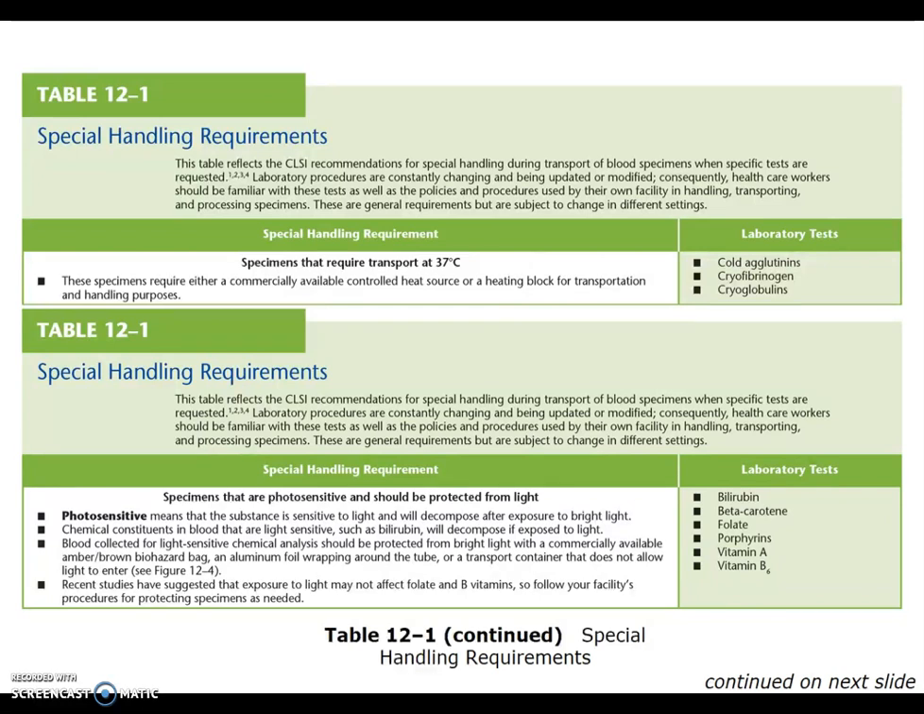Then we also have photosensitive, which is another special handling requirement. It means a substance is sensitive to light and will decompose after exposure to bright light. Our common tests for this are bilirubin and a lot of our vitamin levels: vitamin A, vitamin B6, and folate. Blood collected for light-sensitive chemical analysis should be protected from bright light with a commercially available amber-brown biohazard bag or tube, an aluminum foil wrapping around the tube, or a transport container that does not allow light to enter.